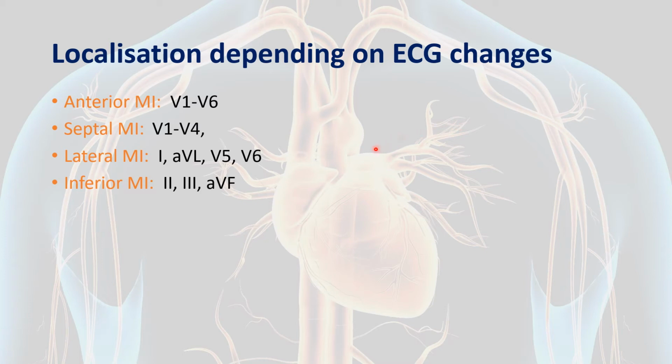In lateral wall MI, ST elevation is seen in leads 1, AVL, V5, and V6, usually supplied by left circumflex artery. ST elevation in leads 2, 3, AVF is suggestive of inferior wall MI, usually supplied by right coronary artery.